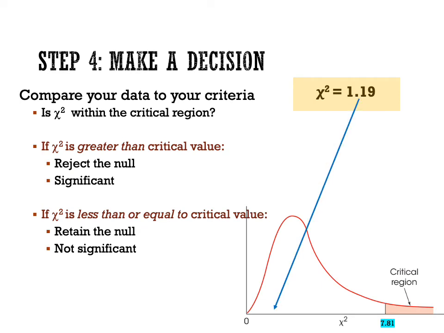And that is not in our critical region. It is less than our critical value. And so our result is not significant. We retain the null hypothesis. In other words, the number of jelly beans that the student counted for each category was about the same as what the candy company said was to be expected.